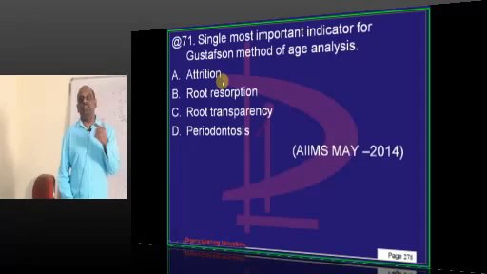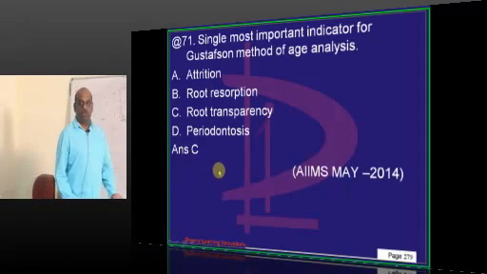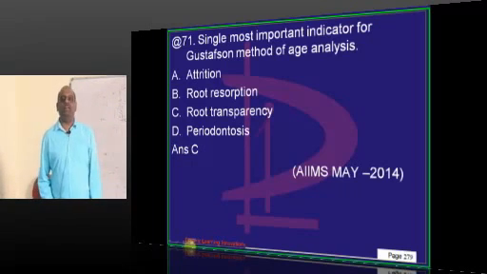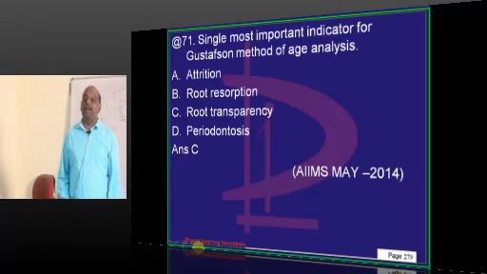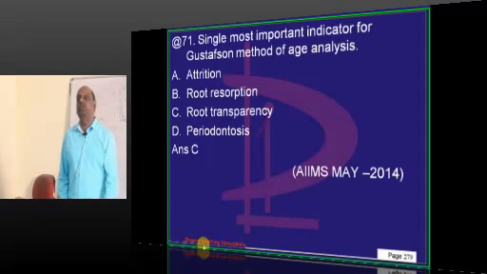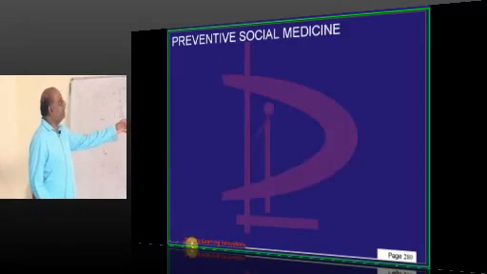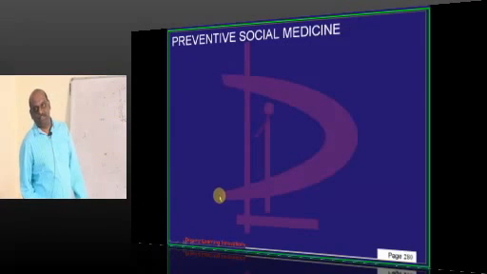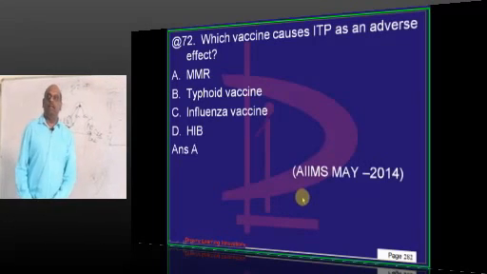Then Gustafson's teeth assessment, favorite question, forensic, root transparency. All forensic questions are 5 out of 5 marks. You should correctly answer and come out of the exam hall. Totally 800 to 900 single liners will be there, that you have to champion. Now doctor, out of all, what is most? Root transparency. Which vaccine can lead to ITP, doctor?